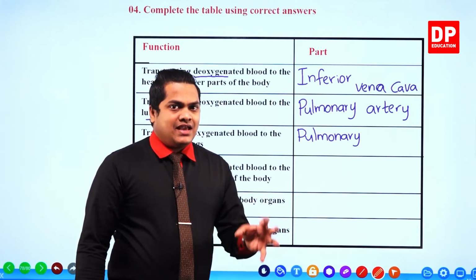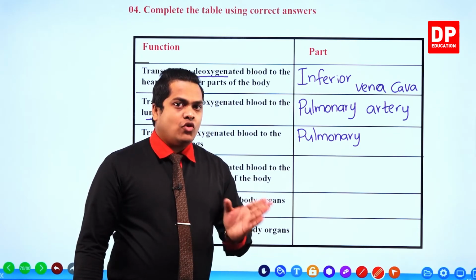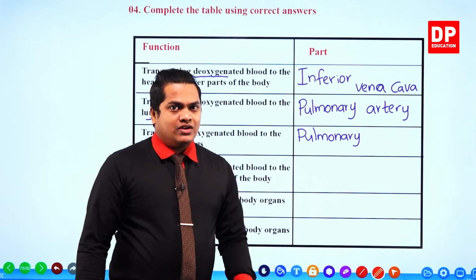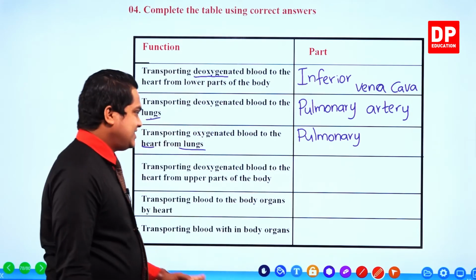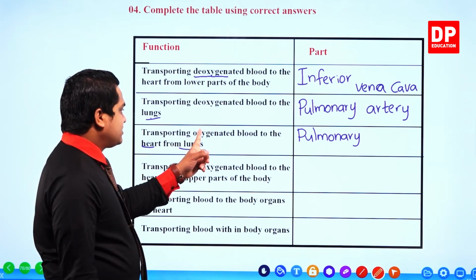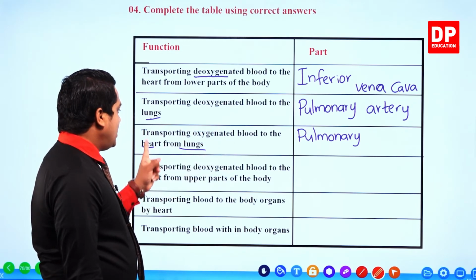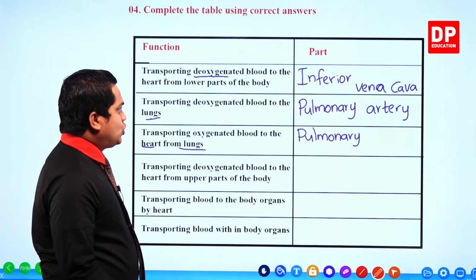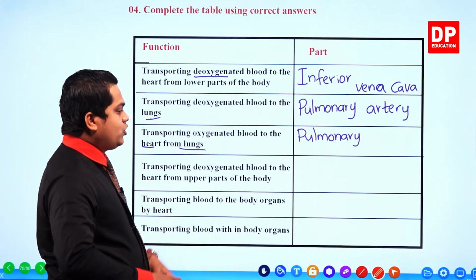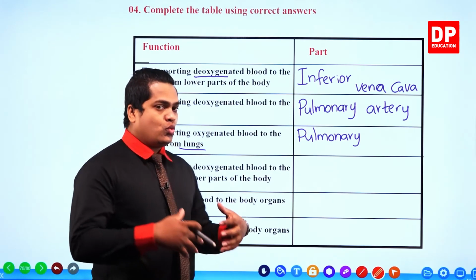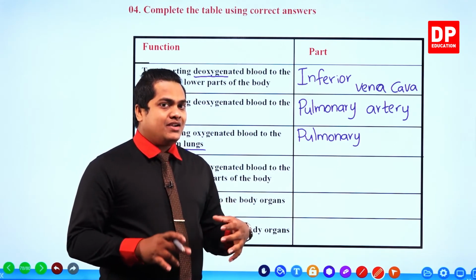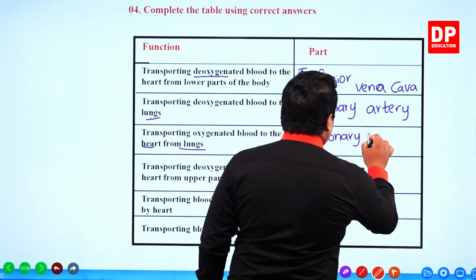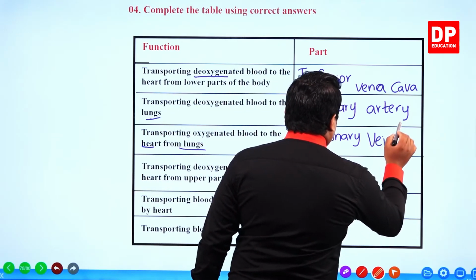Vein means taking blood towards the heart. Artery means taking blood away from the heart. So this is saying transporting oxygenated blood to the heart from lungs. To the heart means taking towards the heart. So towards the heart, blood is transported by veins. So this is pulmonary vein.